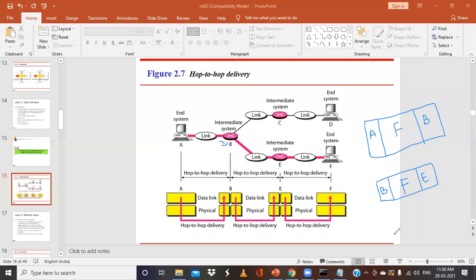Again, when it comes to E, what can be the source and what can be the destination? What should I put in this? What will happen to this? Can somebody tell me? This is the frame. When this frame arrives at E, what will be the changes in this particular frame? EF. Exactly. So the source is E and the destination is F. Here, instead of this, we can take FR, which means that it is a frame.